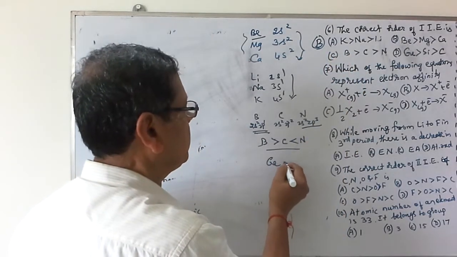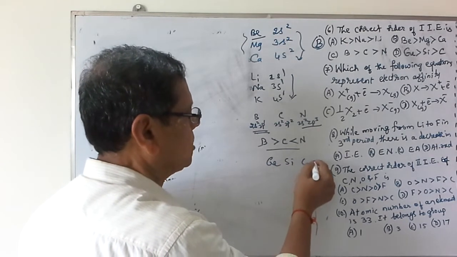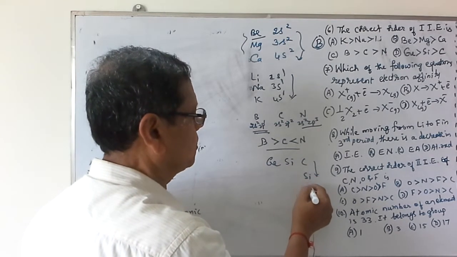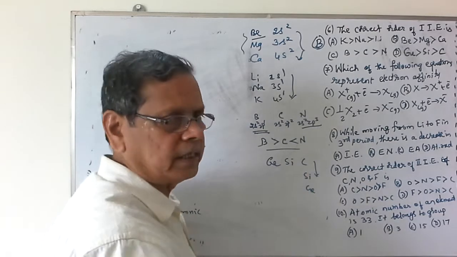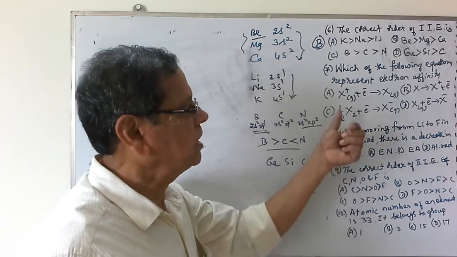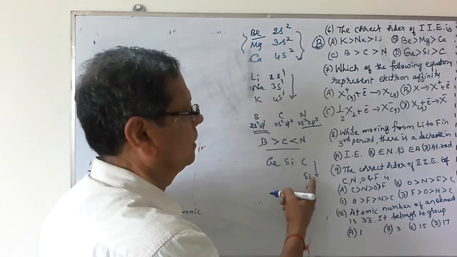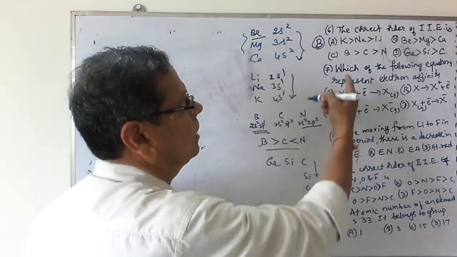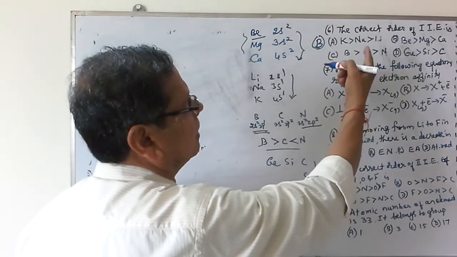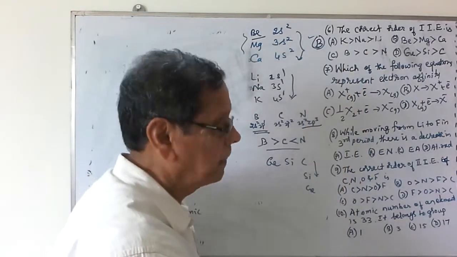In the case of germanium, silicon and carbon, as we move down the group from carbon to silicon to germanium, there is an increase in size and ionization energy decreases. So carbon has higher ionization energy than silicon, then germanium. That's why A, C, D are not correct, only B is correct.